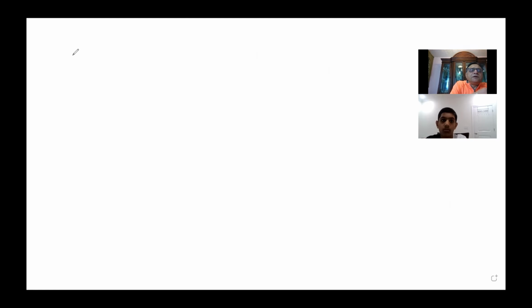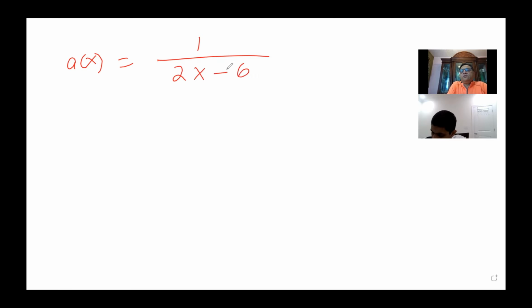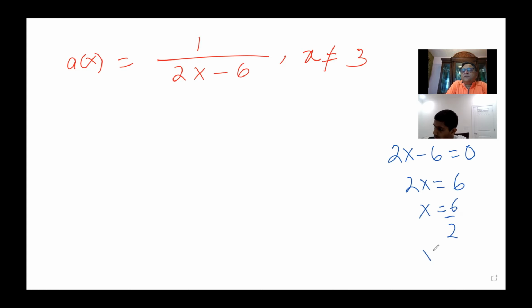So let's say my function is, I'm starting with a(x). We'll say a, b, c will be our functions. Simple as that. I have a function which is 1 over 2x minus 6. Now, can you tell me the restrictions on this function? In this case, x is not equal to 3, since that makes the denominator 0. And how did you find it? You equated 2x minus 6 to 0 and said 2x equals 6, x equals 6 over 2, and therefore x equals 3. 3 will make the denominator 0.